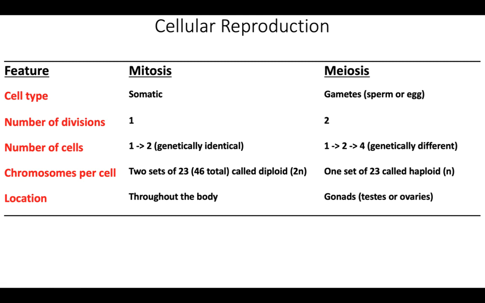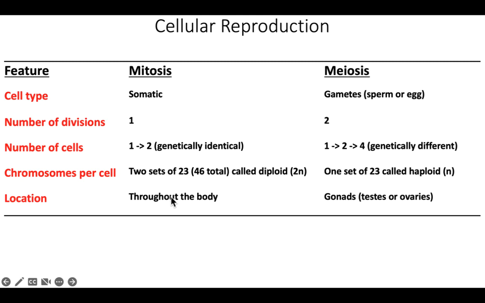How many chromosomes? Well, you have 46, right? You have two sets of 23 in a somatic cell. When it divides, you get two cells that have 46. So it's taking a diploid cell that has the two sets, 46, and you produce two more diploid cells. And this happens, again, all throughout the body.